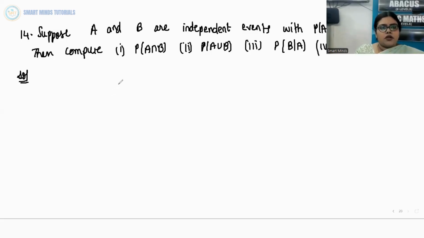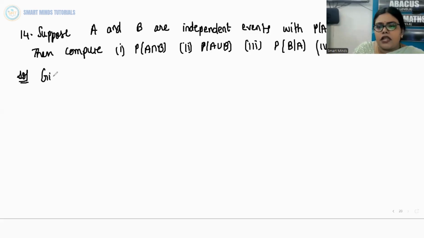Now take the next question. This is also very important from probability. Suppose A and B are independent events with P(A) = 0.6 and P(B) = 0.7. Then compute: number 1, P(A ∩ B); number 2, P(A ∪ B); number 3, P(B given A); number 4, P(A' ∩ B').